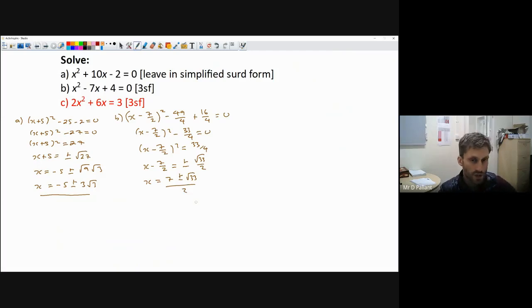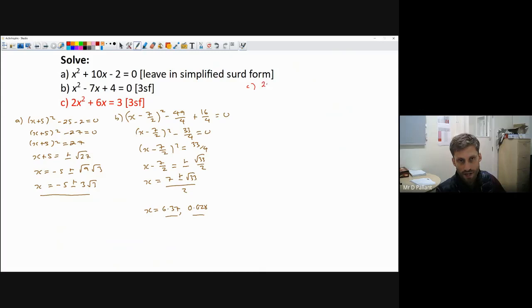Now this question does say 3SF, so I'm going to get my calculator out and type as a fraction in 7 plus the square root of 33/2. And I've got 6.37. And I'm going to go back and I'm going to put the minus in. Easier to just adapt it rather than type it again. And I've got 0.628 to 3SF. There's my 2 answers.